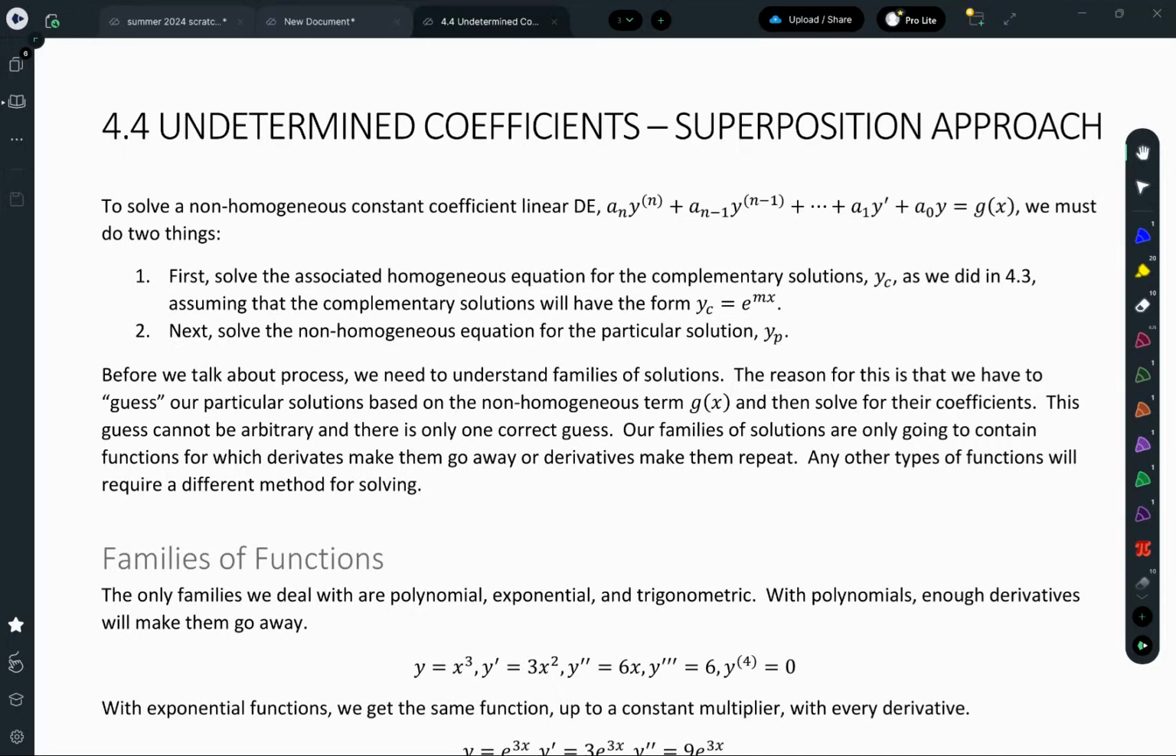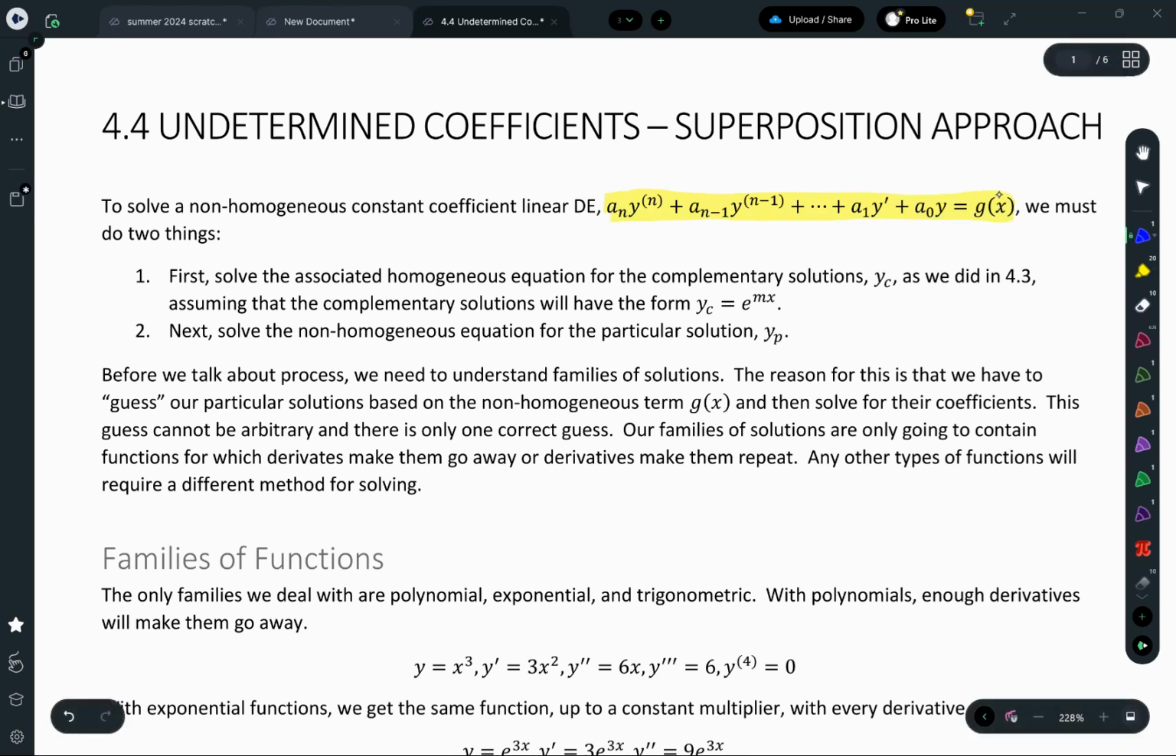Hello, today we're going to learn the method of undetermined coefficients and use the superposition approach. We're going to be applying this to non-homogeneous, constant coefficient linear differential equations. Here is an example of a general nth order non-homogeneous linear constant coefficient differential equation.